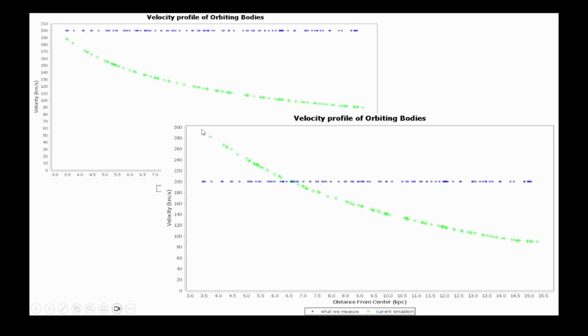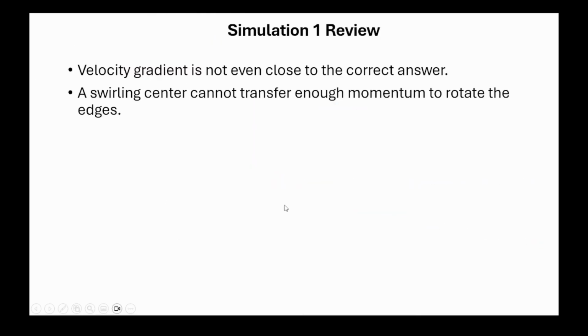Once we run the simulation, momentum gets transferred into the medium, and now the observed velocities of the white stars are way faster. So this is all bad. And however, they're very bad over here. So we got bad and bad. Nothing's really right except for just this one spot. So ultimately, the velocity gradient isn't even close to the correct answer. And we can't transfer enough momentum from the center of the bulge into the medium to rotate the edges. So let's add slip.